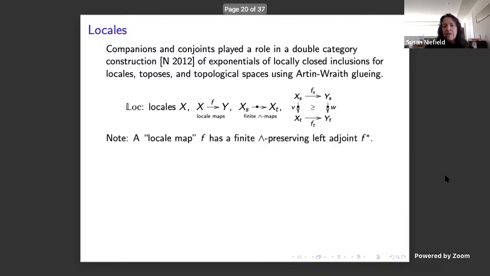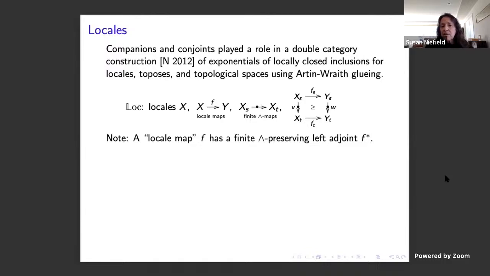But as you'll see, it turns out one can look at Cauchy completeness here. Okay, so the double category of locales: the objects are locales. The horizontal morphisms are locale maps. So what are locale maps? They're order-preserving maps that have a finite meet preserving left adjoint, including the empty meet, which is the top, traditionally denoted by F upper star. Okay. And then the vertical morphisms are these finite meet preserving maps.